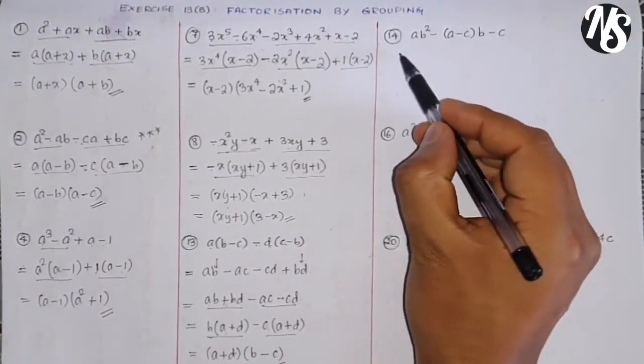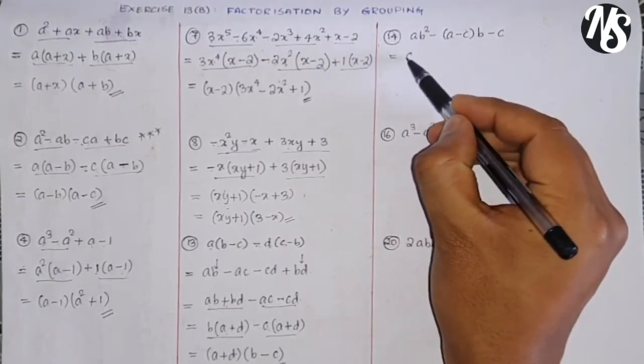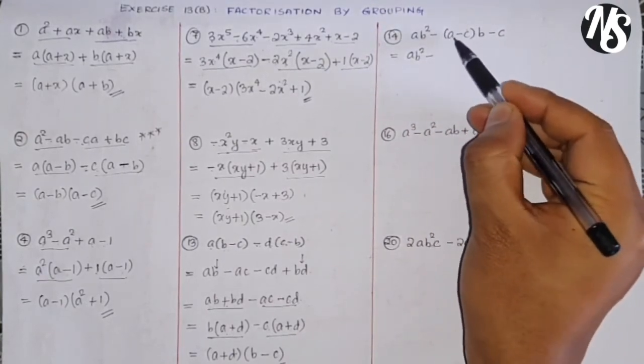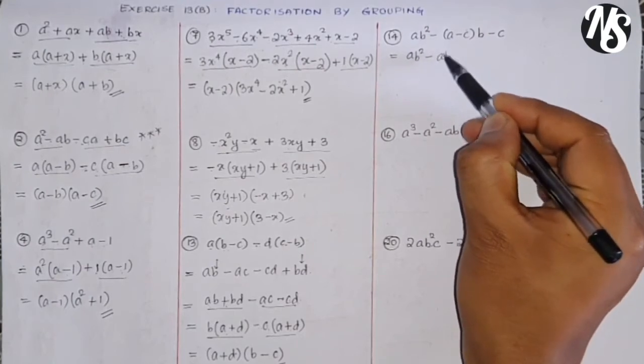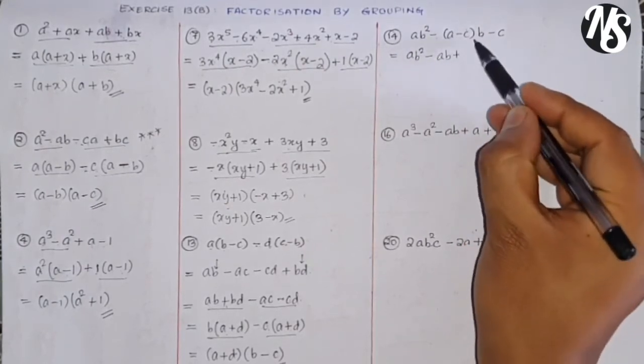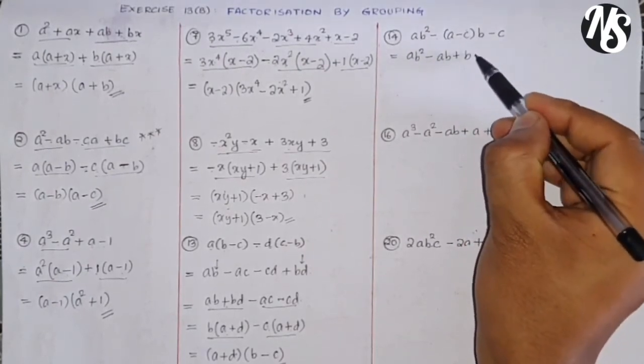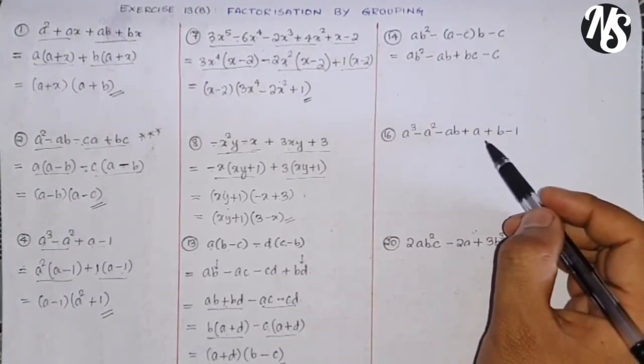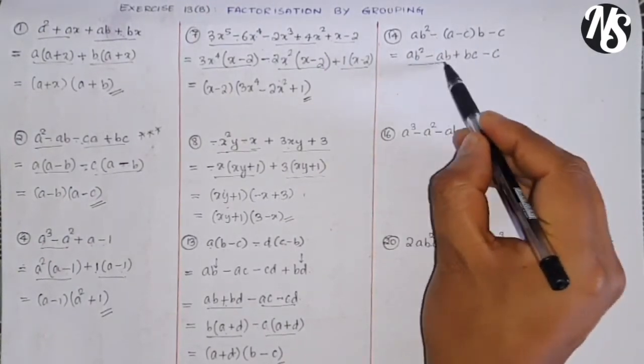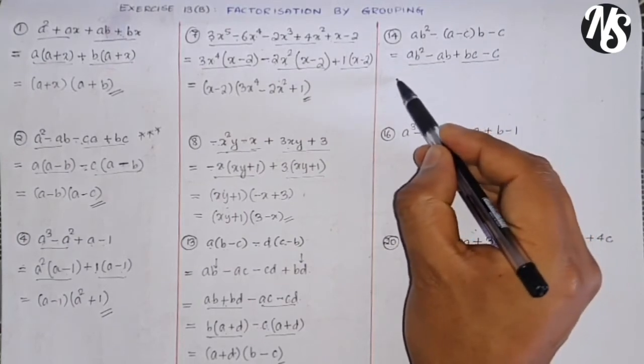So in the same way, we will first open the bracket. So AB square minus A into B is AB, minus into minus is plus, C into B is BC, minus C. Okay, now just group these two and these two. Let's see how much we get.